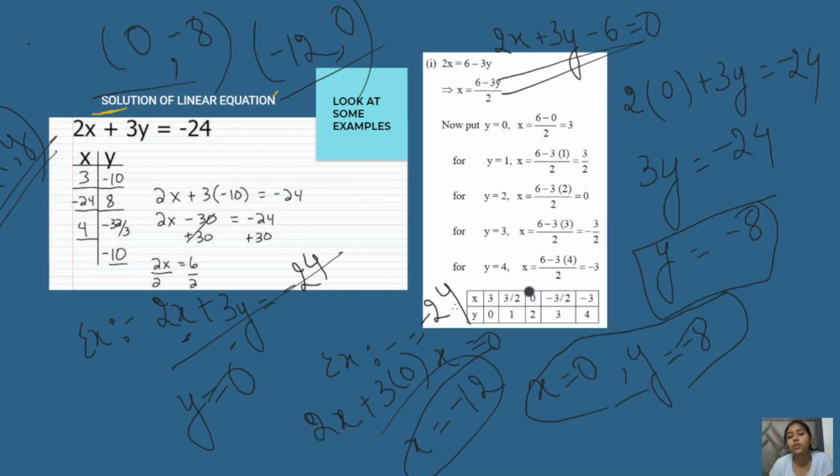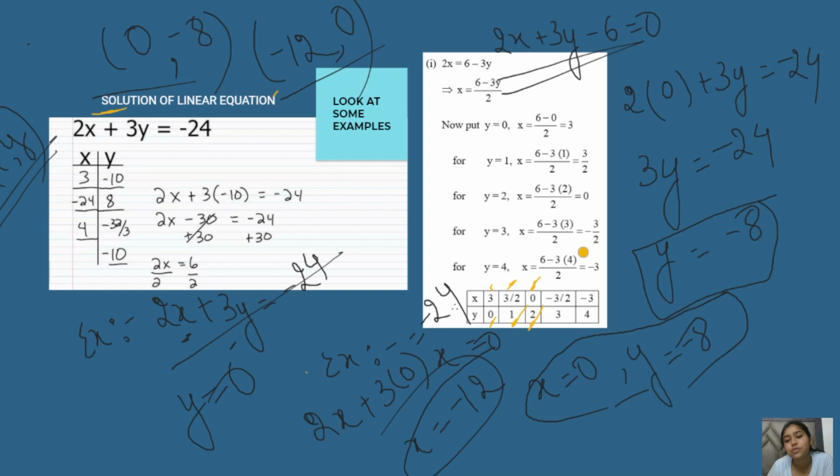It can be read like this: for x equals to 3, y is equals to 0. For x equals to 3 by 2, y equals to 1. For x equals to 0, y is equals to 2. For x equals to minus 3 by 2, y is equals to 3. For x equals to minus 3, y is equals to 4. This is how we can read this. Okay, so from this we are done with the solutions. Like always, I'll discuss some questions at the end.